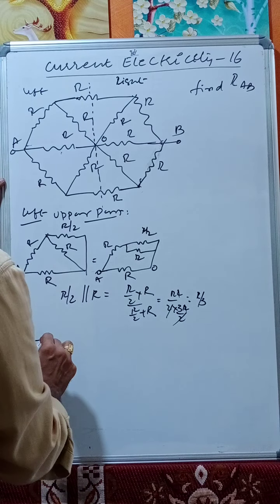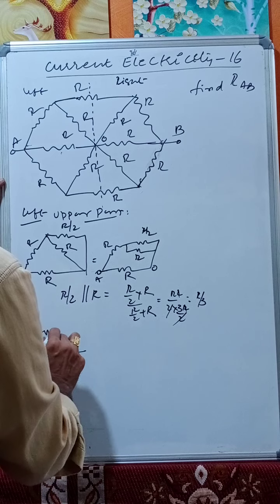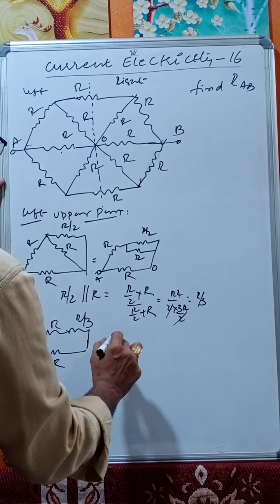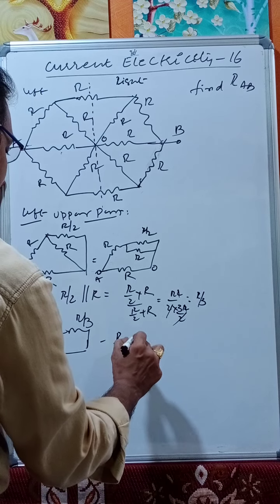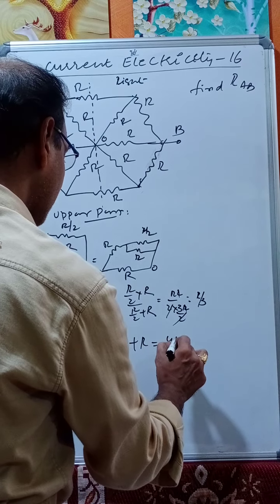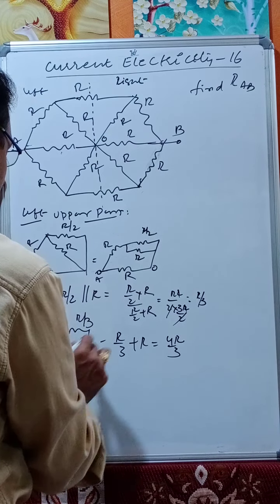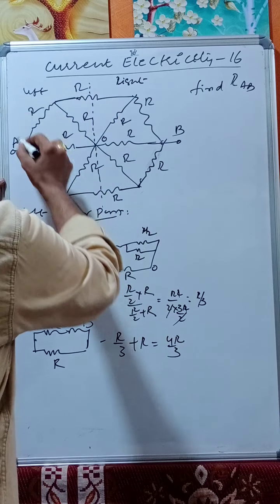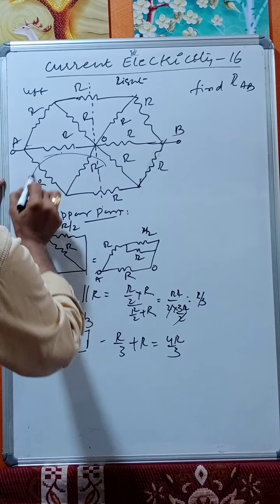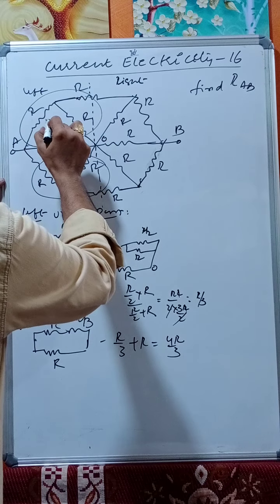This circuit becomes R, R, R, and R by 3. Now R and R by 3 are in series. Therefore R by 3 plus R is 4R by 3. So with this we got this part as 4R by 3. Similarly, the left downside also we get as 4R by 3.